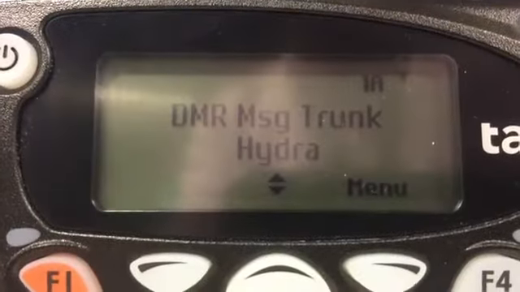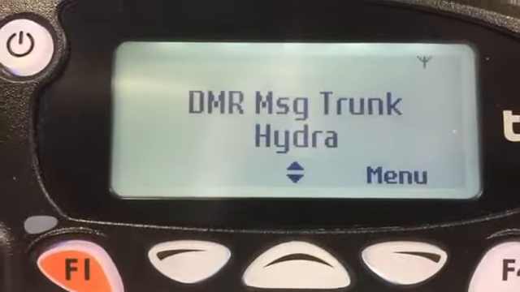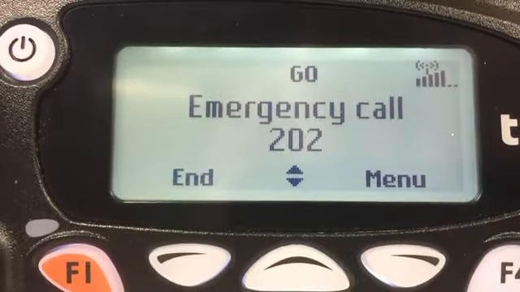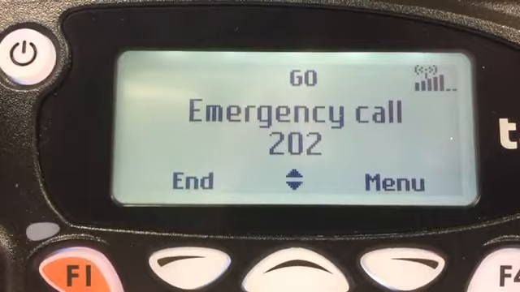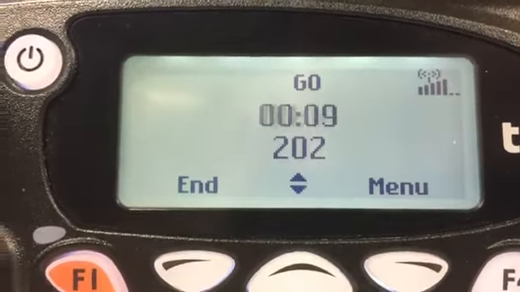Now at the same time, someone's going to raise an emergency on the system, and the emergency is happening, but we currently don't have coverage. The unit got onto the cellular network, got pulled into the emergency call, and now you're receiving that emergency call on the cellular network.